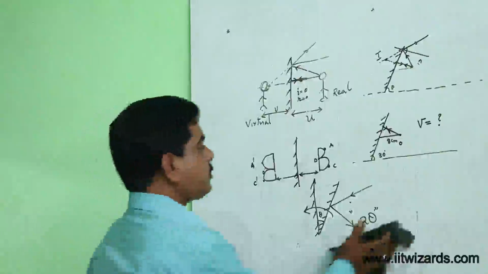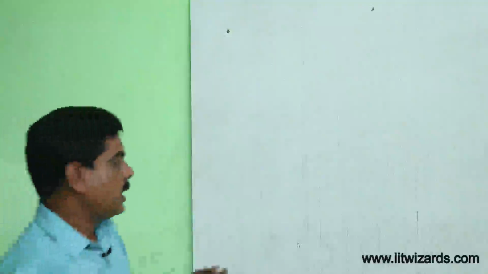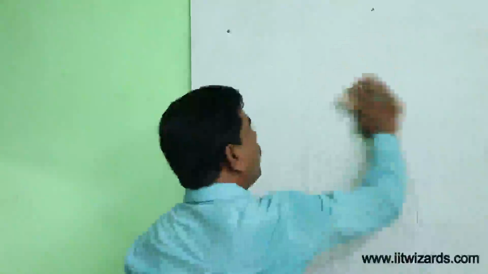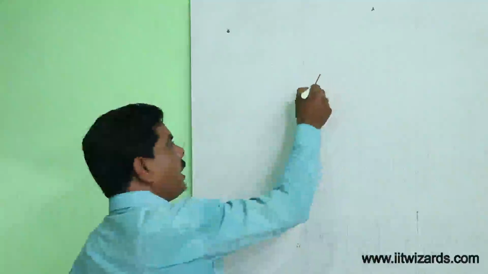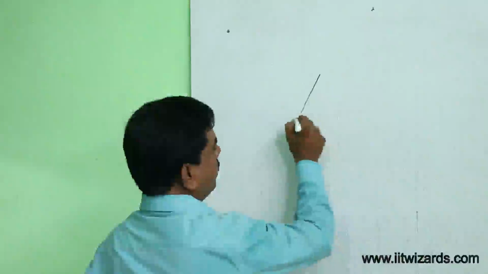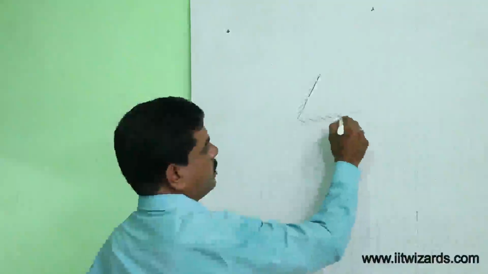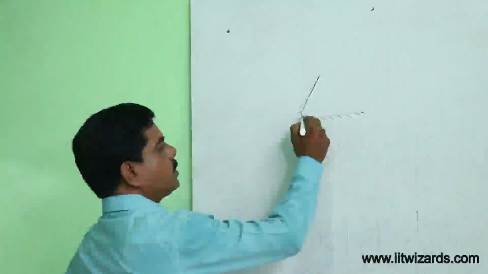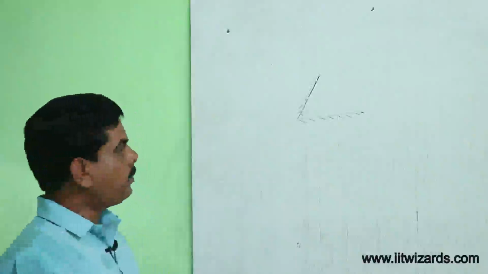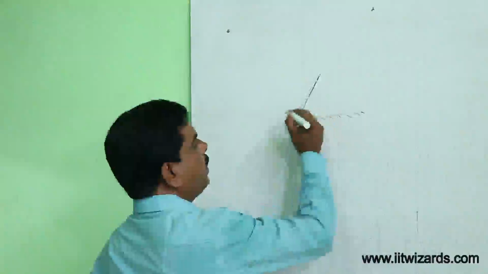Now, let's move on to another variety of the same plane mirror, where we will be talking about a combination of plane mirrors. Say two plane mirrors are placed like this. The two plane mirrors here, as you can see, are at an angle theta.